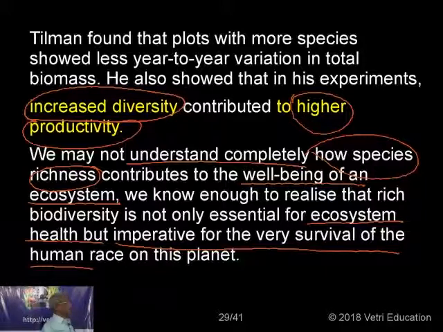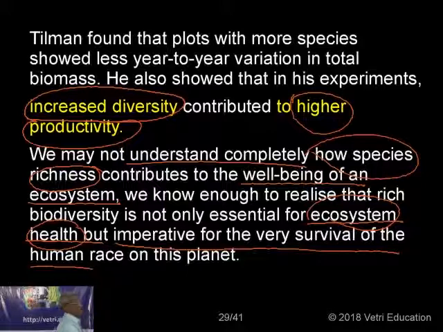So it is ecosystem health which is very important for human survival, not only for the survival of the human race on this planet.